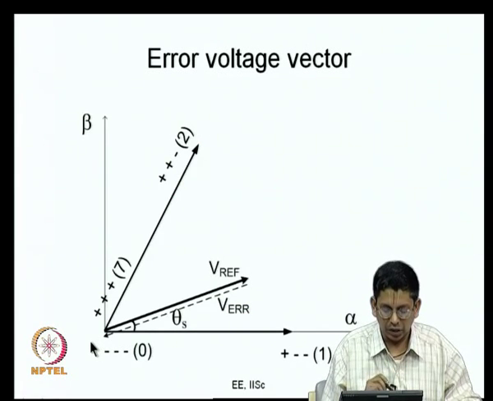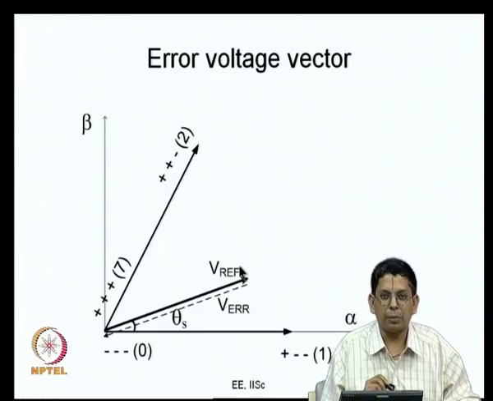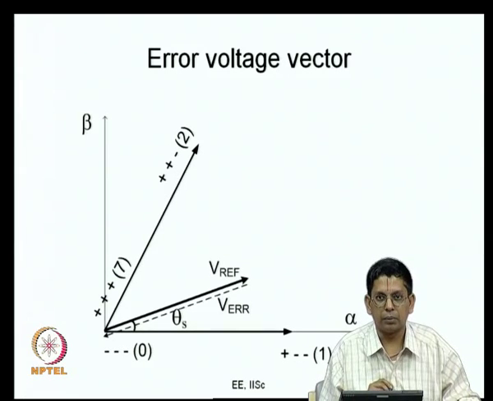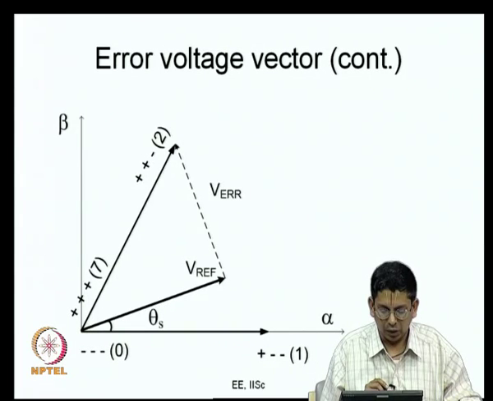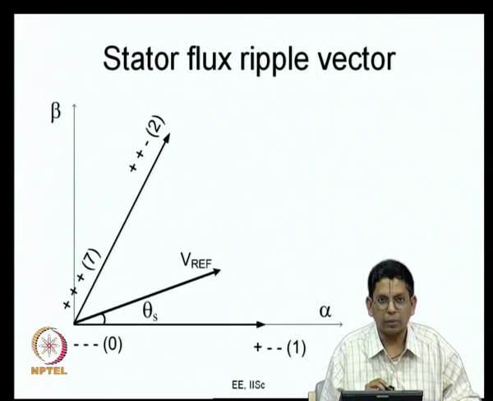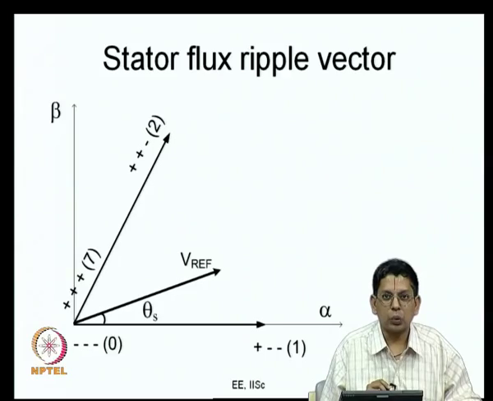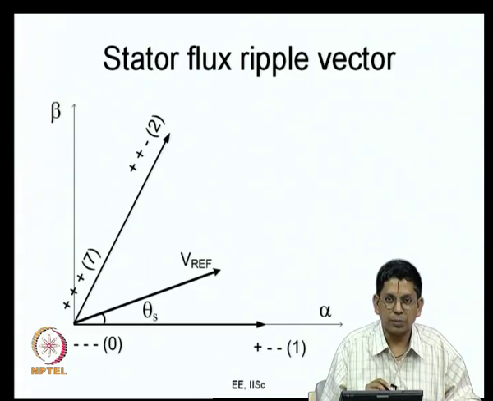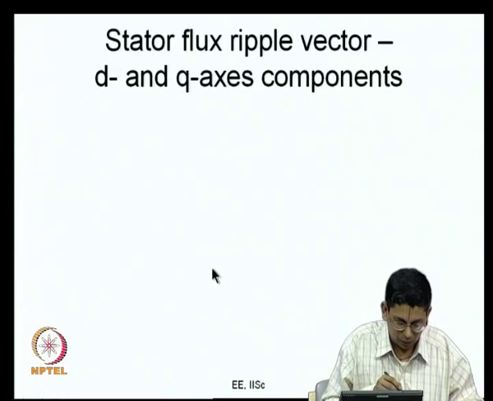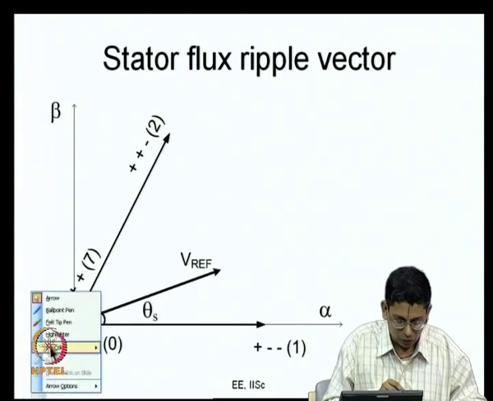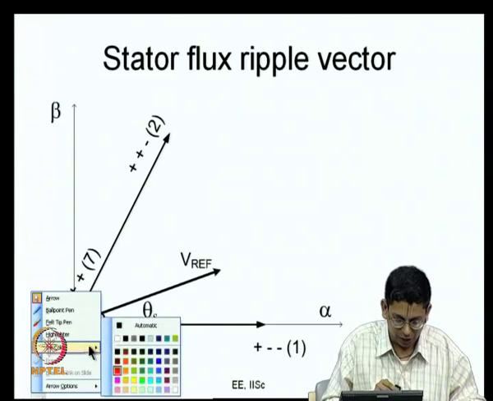Let us just skip this, because we have primarily been able to cover this in the previous cases themselves. So, these are the error voltage vectors which you can look at in both the frames now. Now, let us go on to the stator flux ripple vector. The stator flux ripple vector is something like this now. So, what we need to do is integrate the error voltage vector.